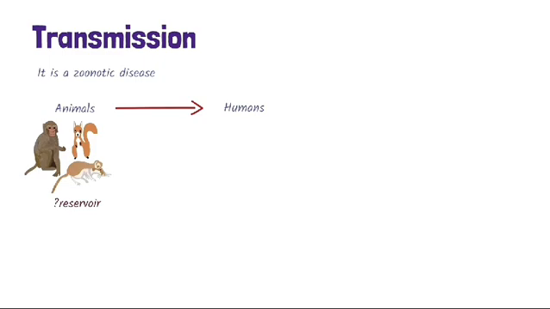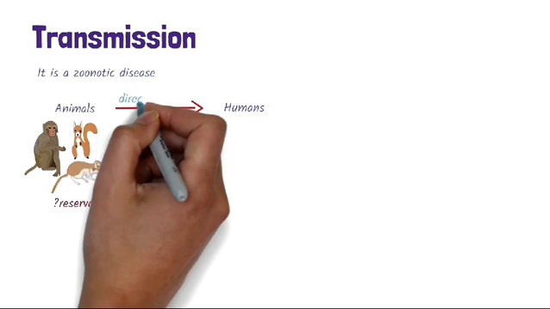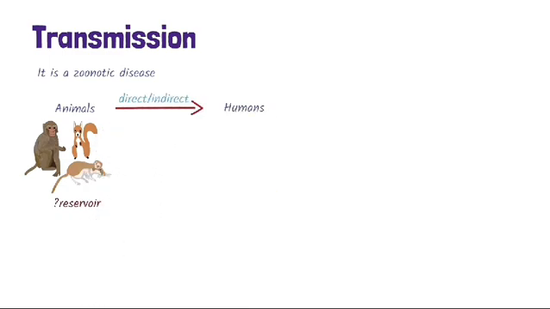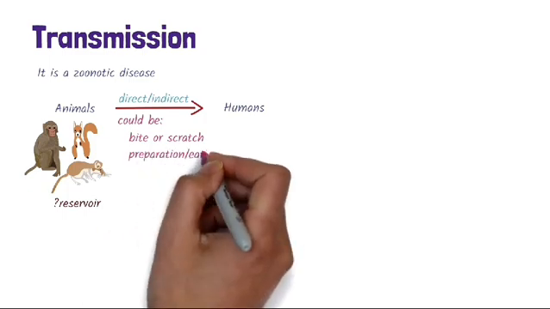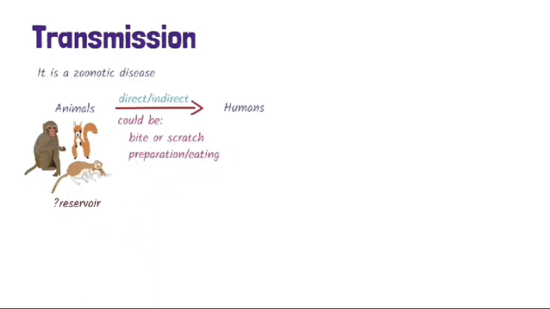The likely way it's transmitted to humans is through direct or indirect contact with infected animals. This could be through a bite or scratch, during preparation or eating inadequately cooked animals that are infected, or by direct contact with blood or bodily fluids of infected animals.